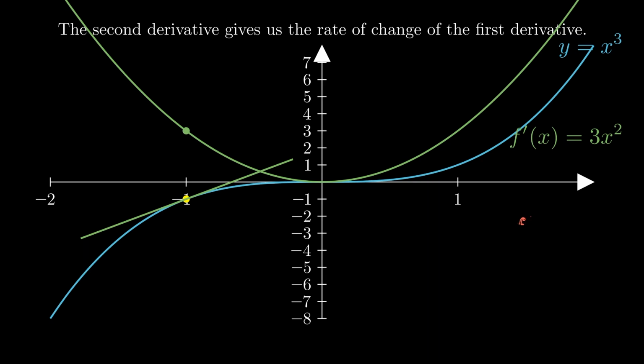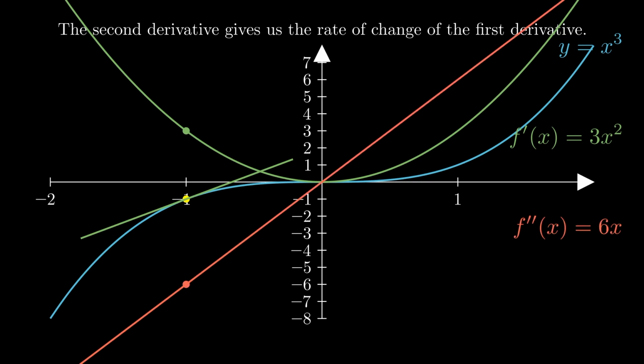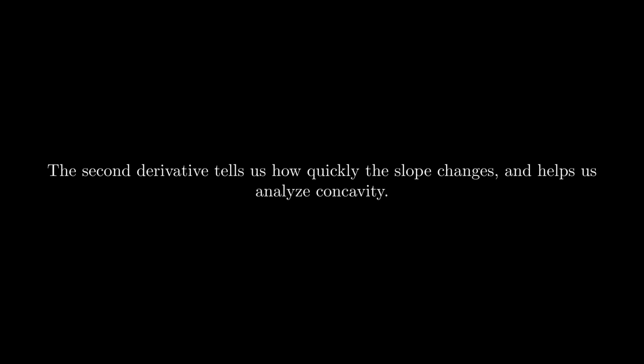And then we can also plot the second order derivative, which tells us the slope of the first order derivative, again at each of the points. And you can see how this changes for different values of x. The second order derivative tells us how quickly the slope of the original function changes, and we can use that to analyze concavity.